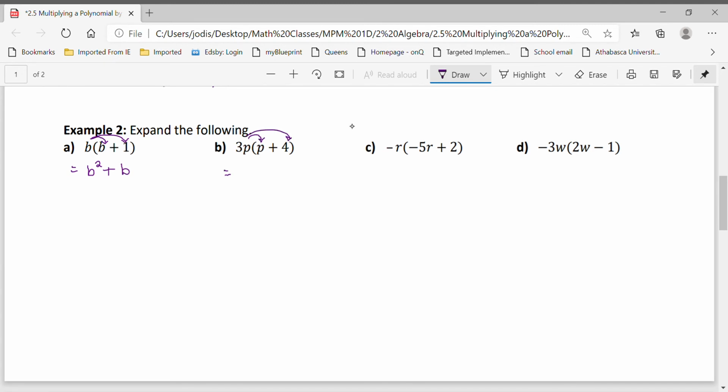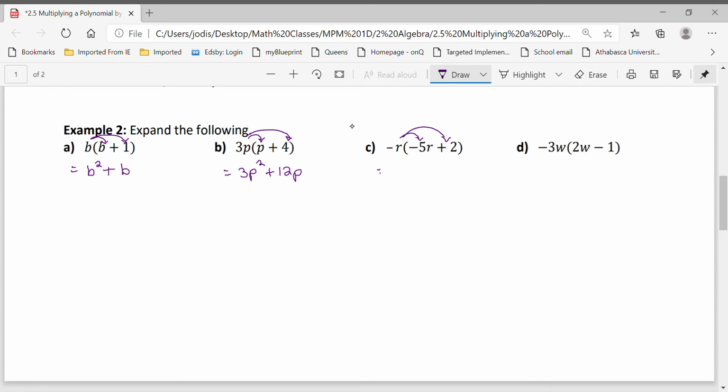We can also have numbers and variables. Again, we just follow similar rules. So 3p times p, the 3 doesn't change, and p times p is p squared. Then 3p times 4, 3 times 4 is 12, and we keep our p.